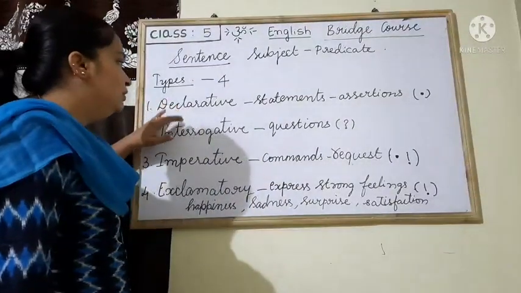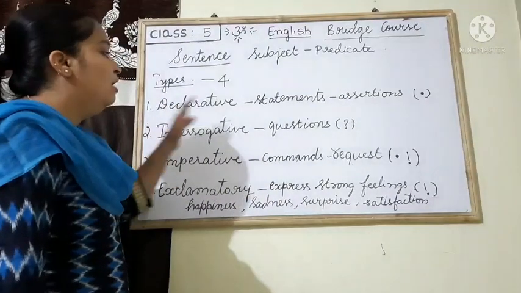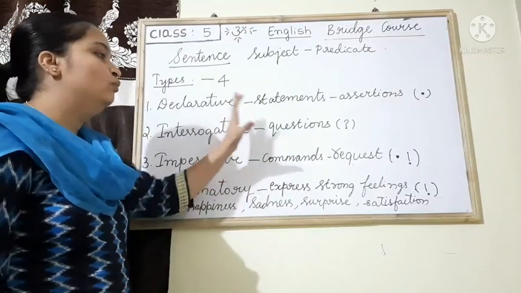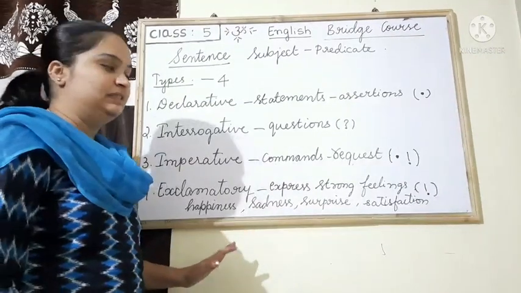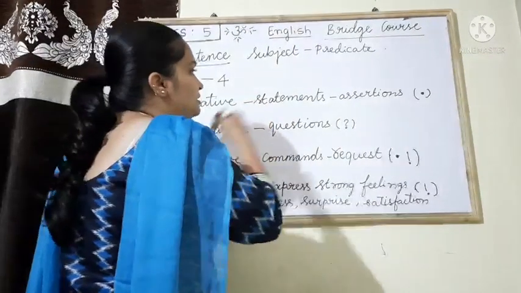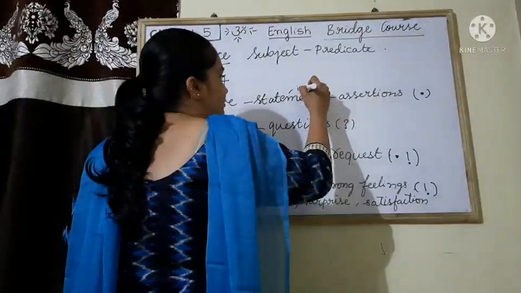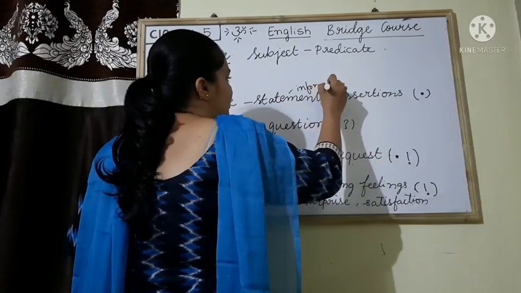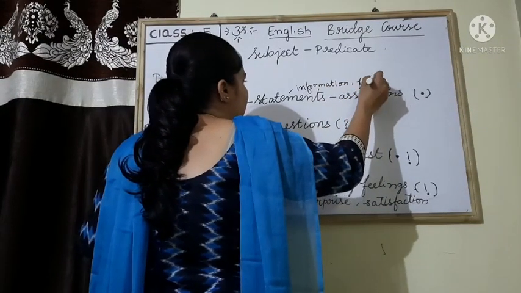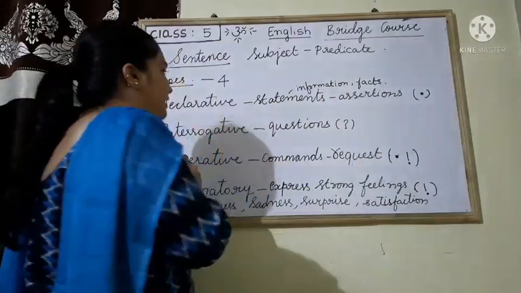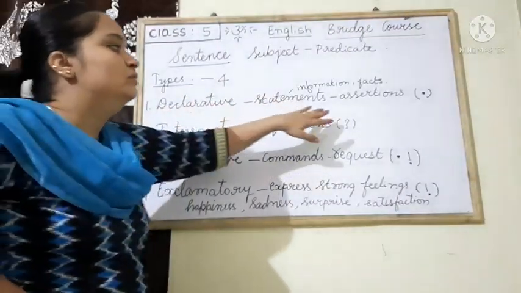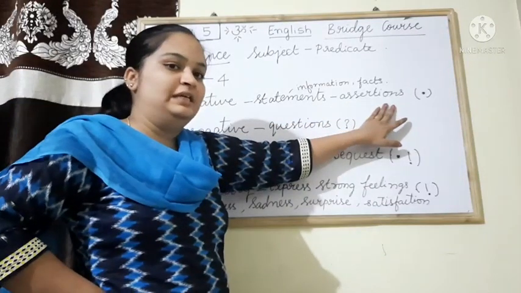So when we know there are 4 types of sentences, how are they categorized? They are categorized based on what type of sentence it is. If the sentence is a statement which gives information or it states the facts, then it is called a declarative sentence. They are also called assertive sentences.